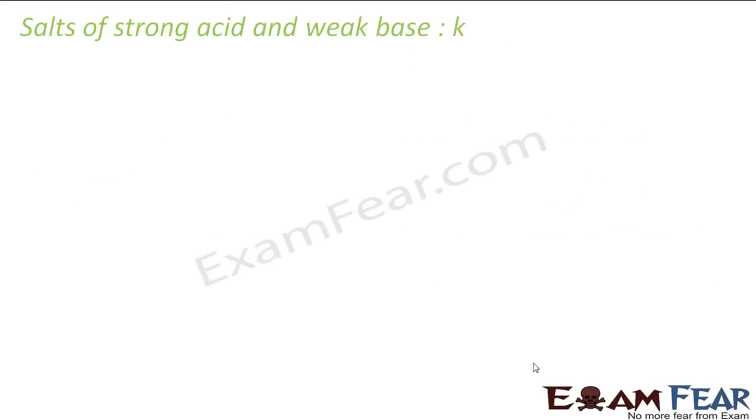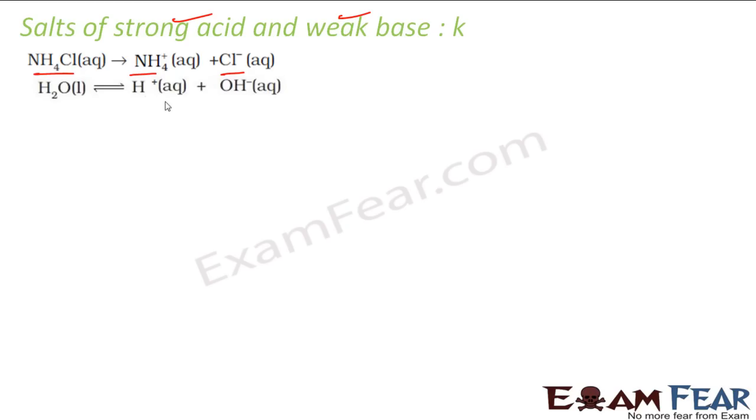Now let's talk about the salt of strong acid and weak base. Strong acid, weak base. Let's find the value of Kh. A typical example can be NH4Cl. It breaks into NH4 plus and Cl minus when we put it in water. And let's have this water also. Water becomes H plus and OH minus.